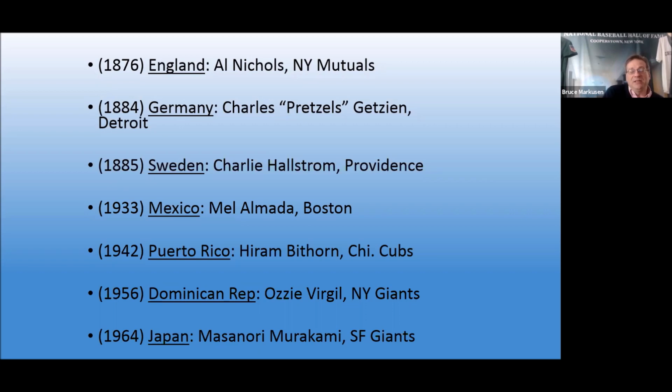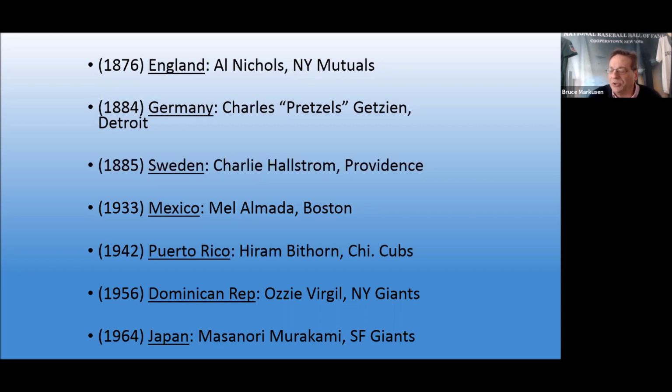Now we're going to jump ahead to 1933. That's when the first Mexican comes in, and that's Mel Almada. Then in 1942, we have the first Puerto Rican player, Hiram Thorne, a pitcher for the Chicago Cubs. And then in 1956, the first Dominican player, Ozzie Virgil, for the New York Giants. So look, 33, 42, 56, Mexico, Puerto Rico, the Dominican.